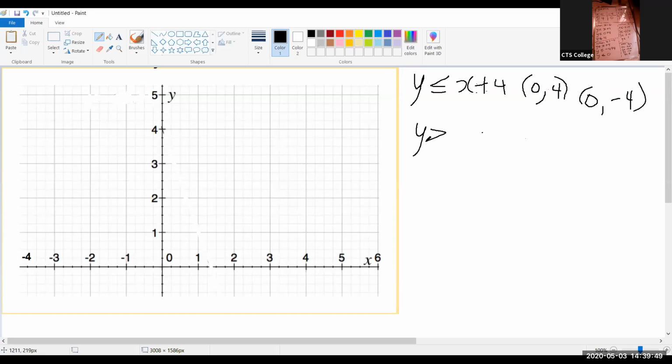Y is greater than or equal to. Anyway, let's do it in pieces. Okay. So the first thing you'll want to do is plot your coordinates when x is 0. So it's 0 on the x-axis, that's by the origin here. Y is 4. So that will be this point here. Yes, folks? Next, when x is 0, y is -4. So that will be at this point here.